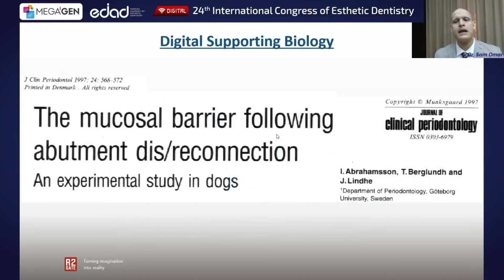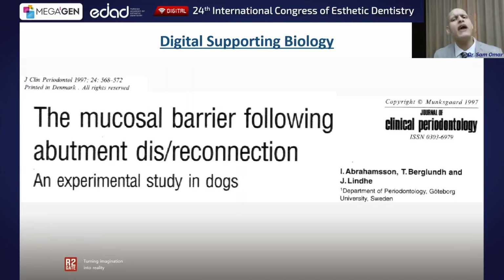Well, does that really affect the biology around the implant? Absolutely. So we have a study that was done by Abramson and Lindy, and it showed that every time we remove the healing abutment off the implant, that causes a disturbance in the attachment that happens between the abutment and the soft tissue. And if we do that more than once, we actually start to lose bone towards the end, and this is an experimental study that was done in dogs.